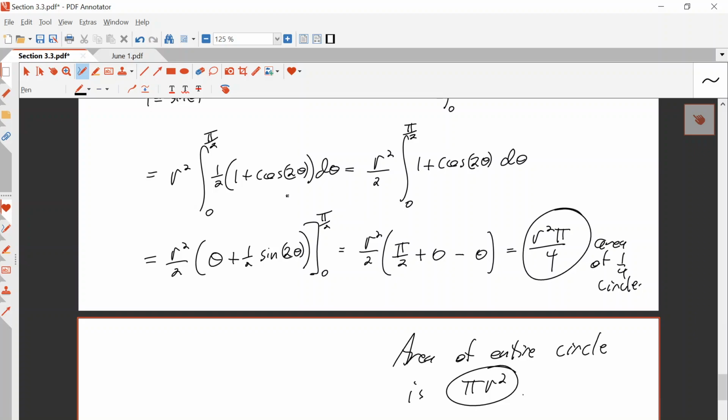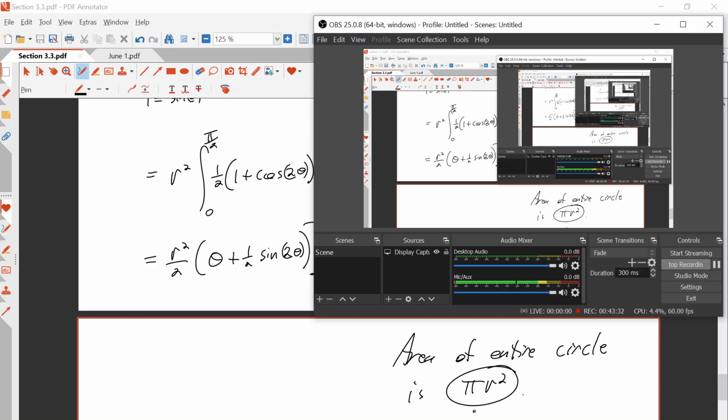So there's probably the easiest proof for the area of a circle. There are others that don't actually use calculus, but there's the one that we know there. Okay, so that's it for the lecture on this section.